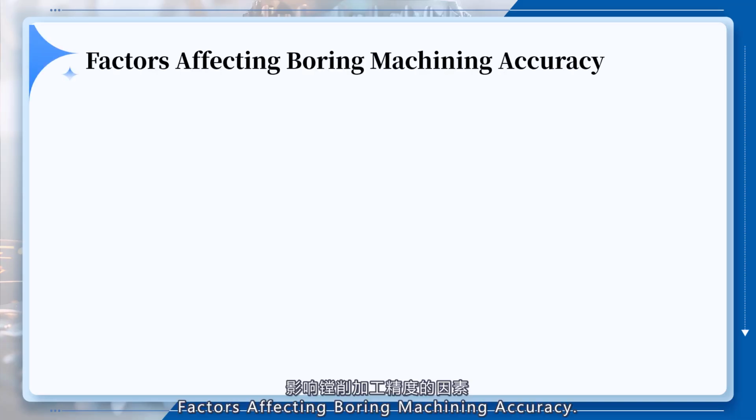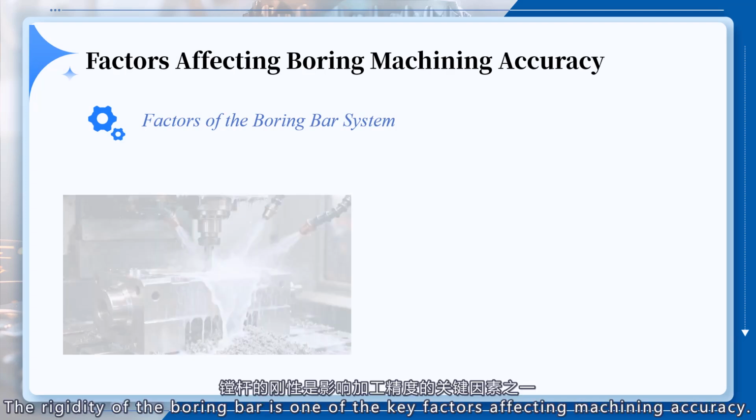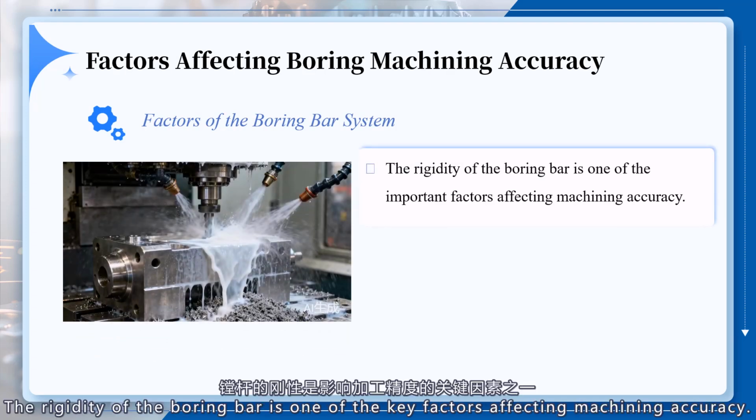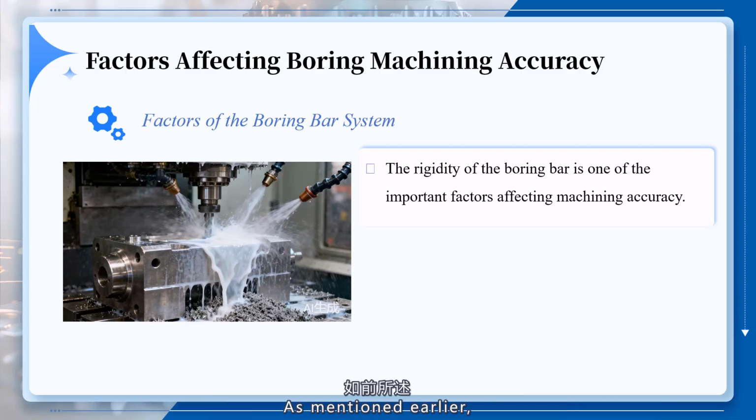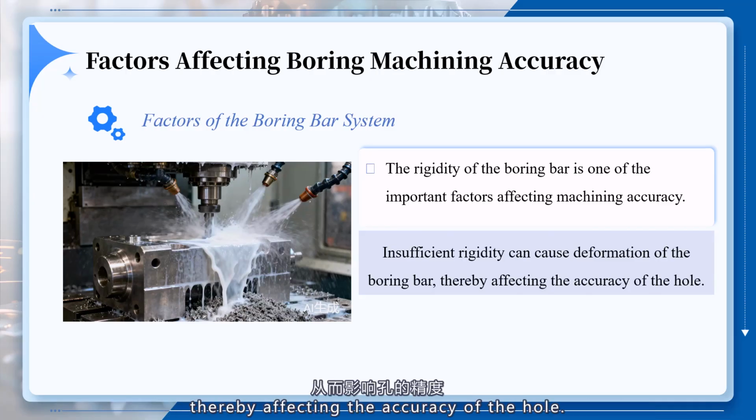Factors affecting boring machining accuracy. Factors of the boring bar system. The rigidity of the boring bar is one of the key factors affecting machining accuracy. As mentioned earlier, insufficient rigidity can lead to deformation of the boring bar, thereby affecting the accuracy of the hole.